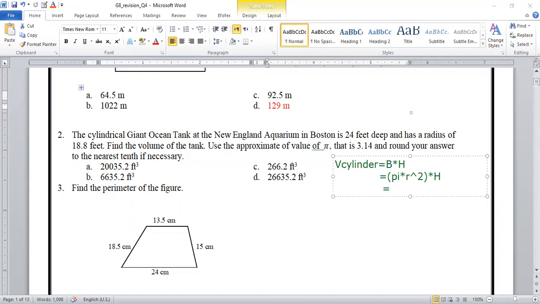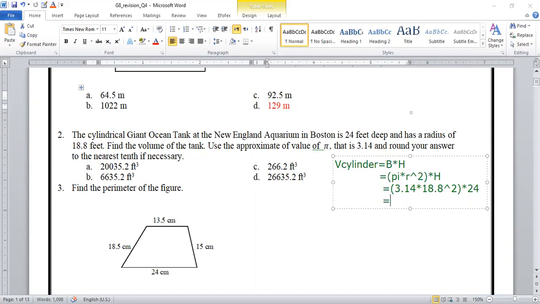Pi is a constant, its value 3.14, times r squared. From the given, the radius is 18.8 to the power 2, times height. Height is 24 feet deep. This is the height, 24.